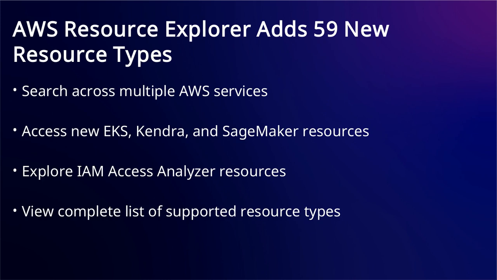AWS Resource Explorer previously had limited coverage of AWS resources, making it challenging to search and discover resources across different services. This update addresses that by adding support for 59 new resource types across multiple AWS services. You can now search for resources from Amazon EKS, Kyndra, IAM Access Analyzer, and SageMaker, among others.